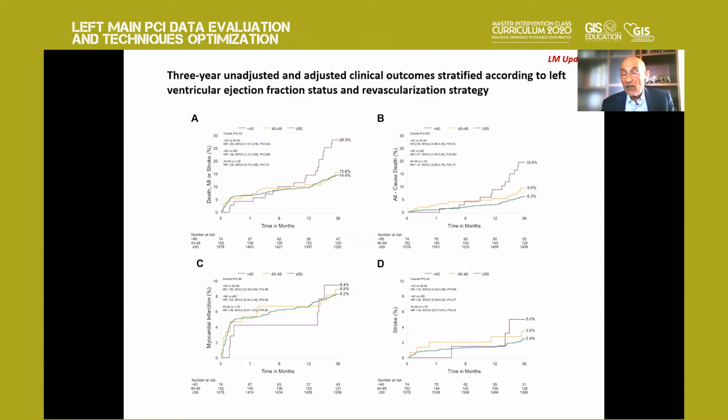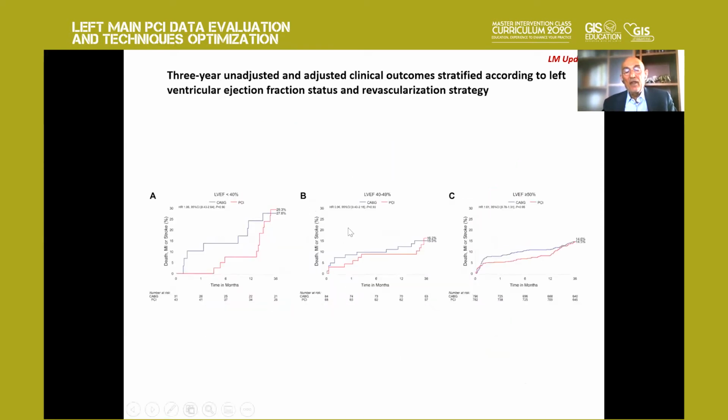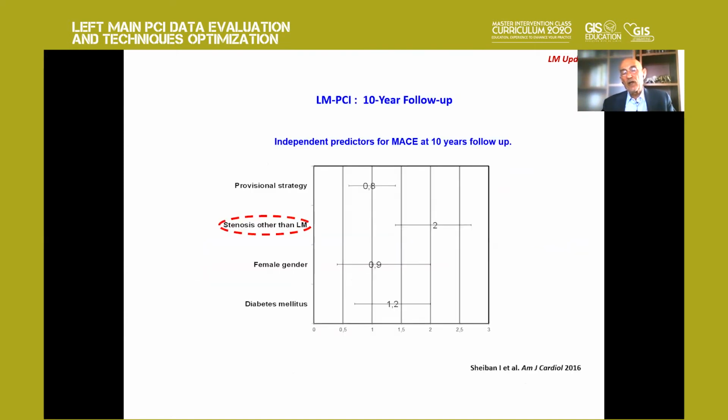And left ventricular function as well is impacting the prognosis, particularly in severely compromised left ventricular function. These patients, independently from technique, that means surgery or angioplasty, will have worse outcome as compared to mild or normal left ventricular dysfunction. And you see here, there is no difference between surgery and angioplasty in terms of the impact of left ventricular dysfunction.